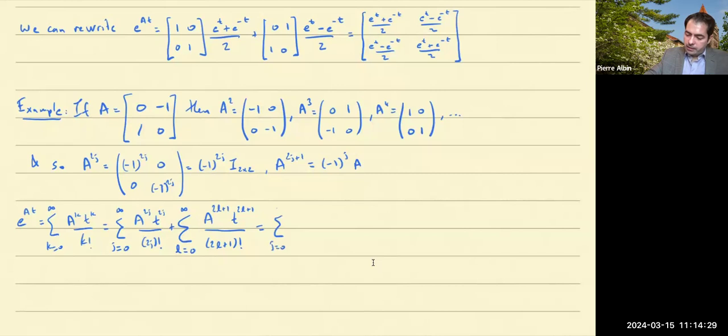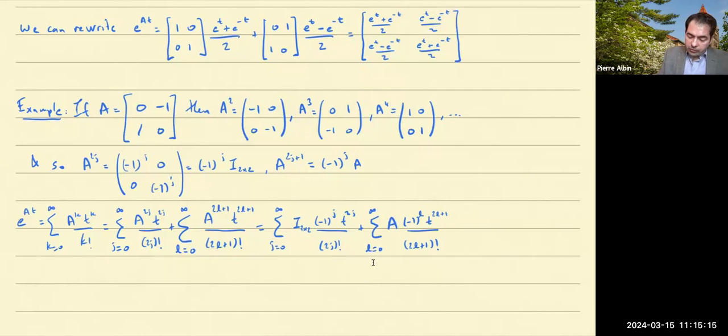Okay, so when we're looking at the even terms, I have the identity matrix times minus 1 to the j, t to the 2j, divided by 2j factorial. Sorry, that was silly, this was j. Minus 1 to the j. And then for the odd terms, the sum L goes from 0 to infinity of just A times minus 1 to the L, t to the 2L plus 1 over 2L plus 1 factorial.